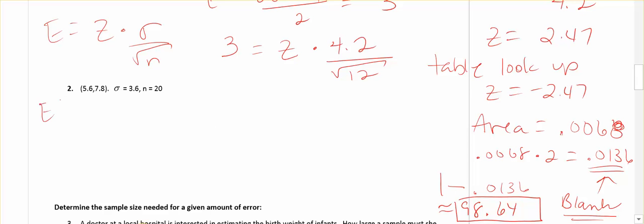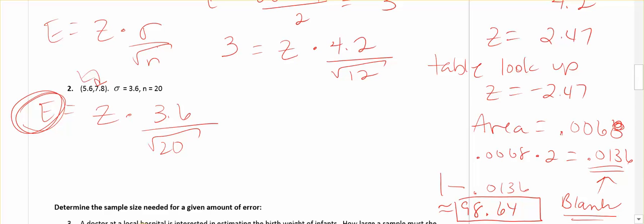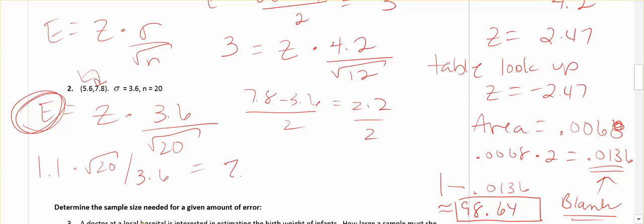Alright, so I need E, and I need to figure out Z. I know sigma, and I know N. How do you find E again? Well, look at the difference between these two values. 7.8 minus 5.6 is 2.2, and divided in half. So your error is 1.1. If you take that times the square root of 20 and come back and divide by 3.6, you'll have your z-score. So why don't we all do that real quick. 1.1 times the square root of 20 divide by 3.6. And we get a z-score of 1.37.